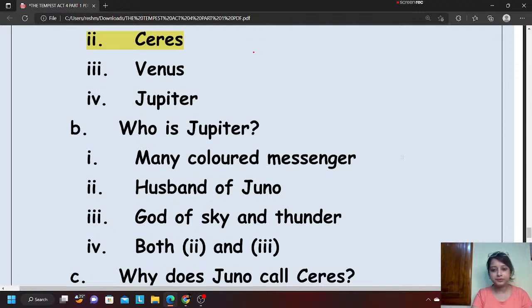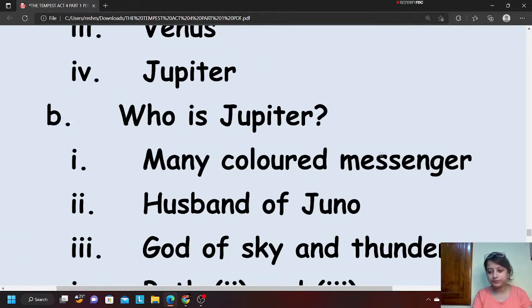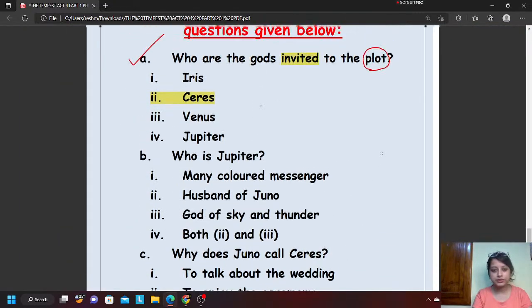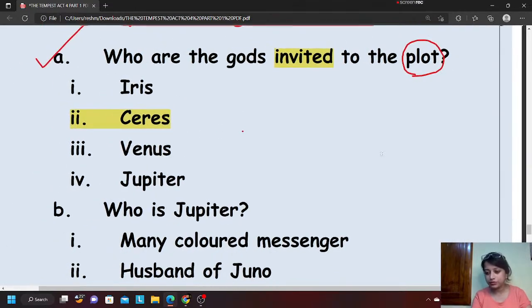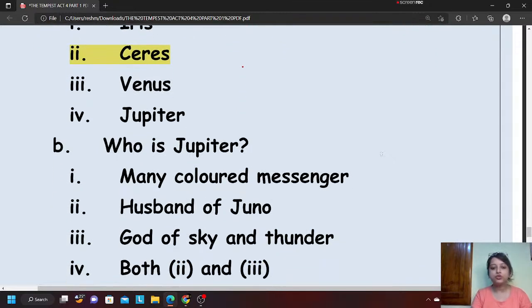Who is Jupiter here? Is Jupiter the many colored messenger? Iris is not, again. I'll come back to the question because there is another doubt. Iris is the messenger who was sent to invite Ceres, so Iris will not be the invited one. Ceres is the invited one. Next, who is Jupiter?